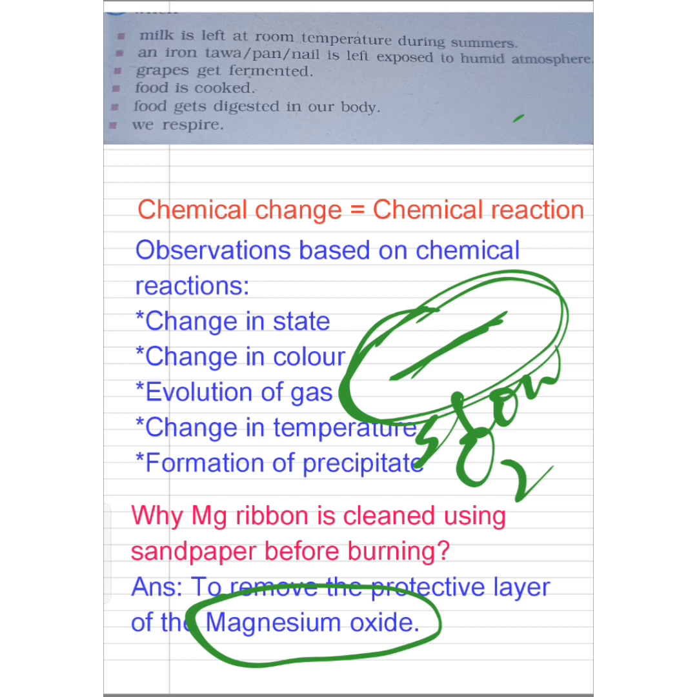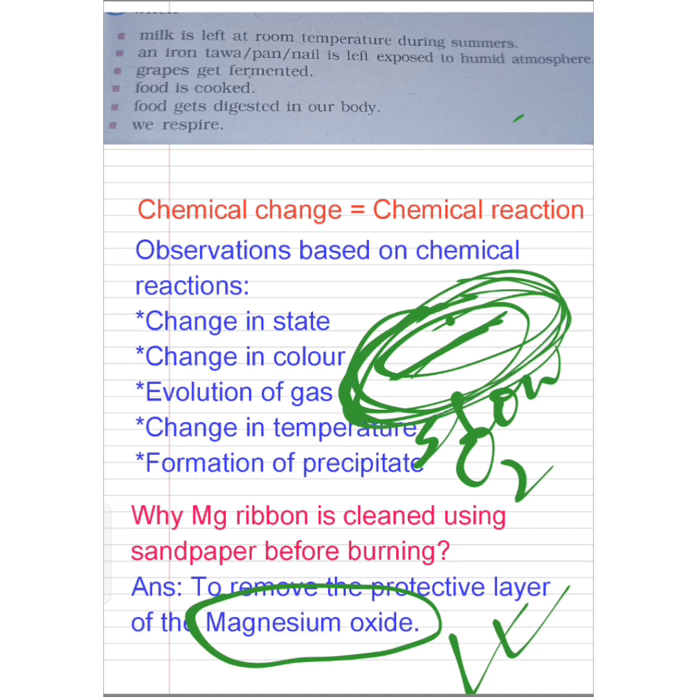Now what happens, this magnesium oxide forms a layer above the magnesium ribbon surface. At the magnesium ribbon surface, the magnesium oxide makes a protective layer. So when we do the experiment, that is when we burn the ribbon, let me take you to the next slide.